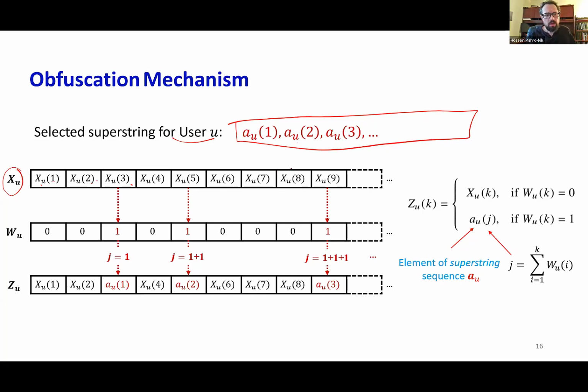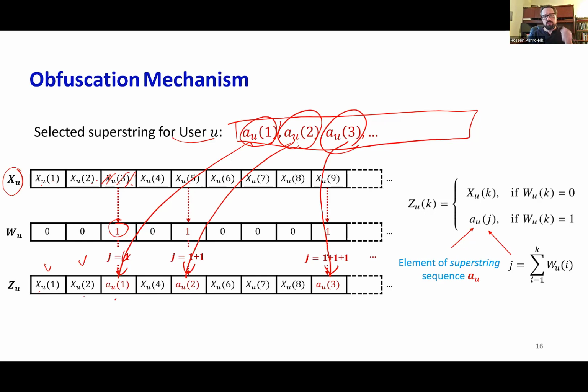Each time you toss a coin, and with a large probability, you don't do anything. You don't obfuscate the data. Remember, we don't want to distort the data too much because that hurts our utility. Now, once in a while, maybe 5%, we need to distort the data. So we're going to replace the data point with a value from the superstring. So X U of 1, X U of 2, and then we put the first value here and continue. Then we don't do any obfuscation and so on. And the next time you need to obfuscate, again, you take the second value from the superstring. So essentially, these values from the superstring are going to be injected whenever you need to do obfuscation.